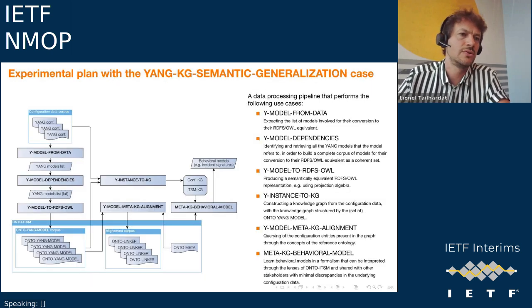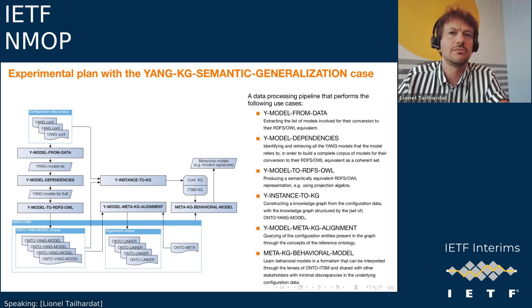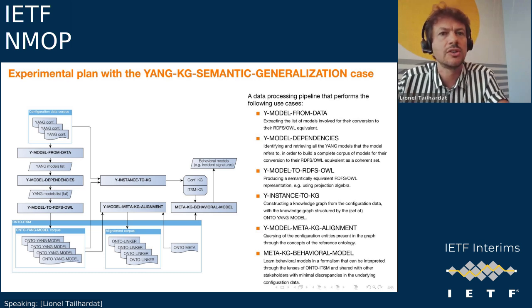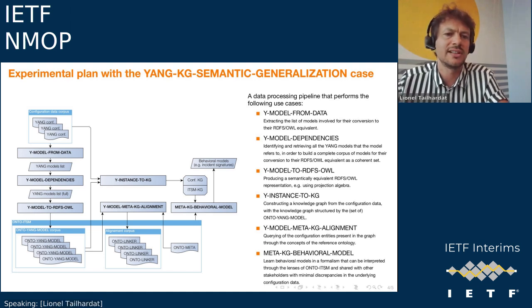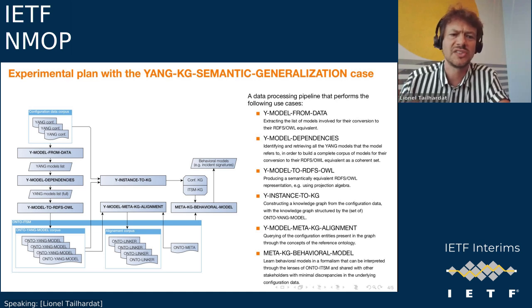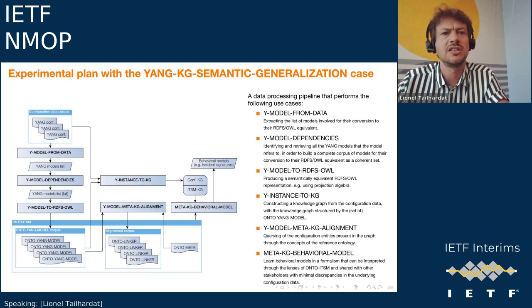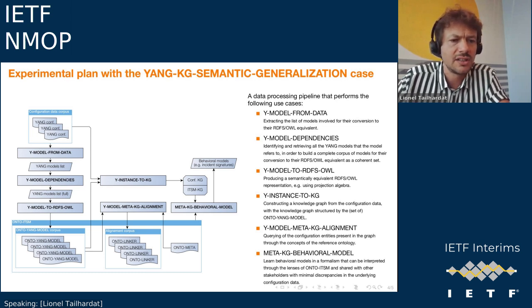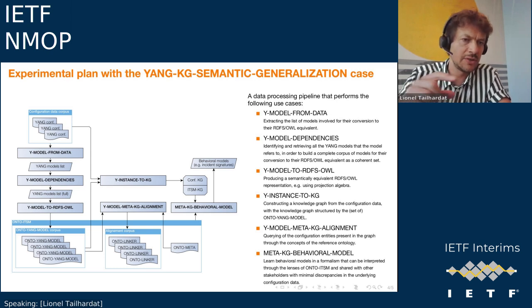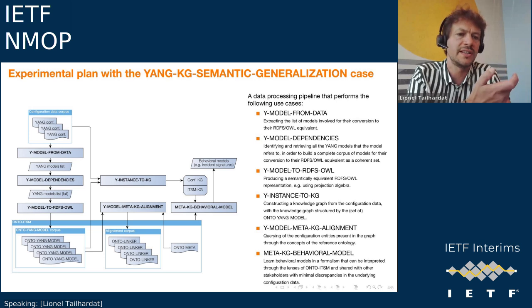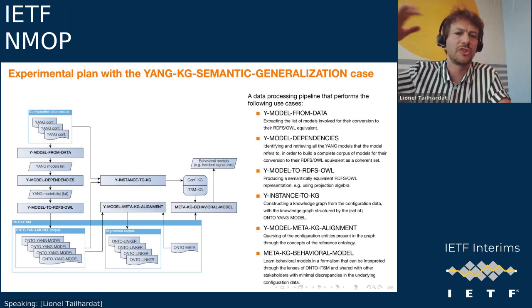So now, to get more concrete and join our efforts, here is an experimental plan, or roadmap, if you prefer, that we could use as a basis. It is made of 6 use cases that can be materialized as a modular data processing pipeline for the YANG KG semantic generalization strategy. So let's start from the end with a knowledge graph that is made of entities coming from the YANG configuration data, but that should be seen through some abstraction layer. That is the ITSM knowledge graph.